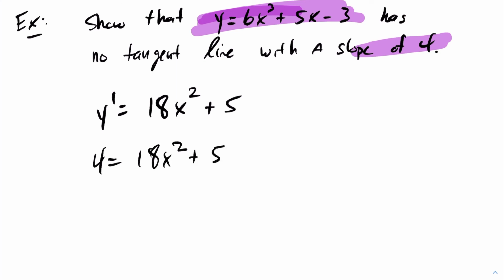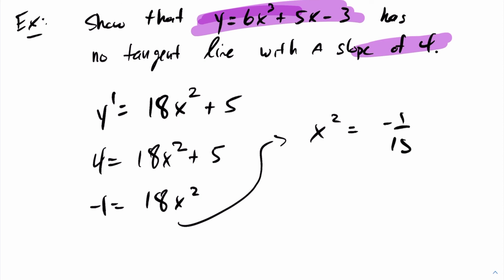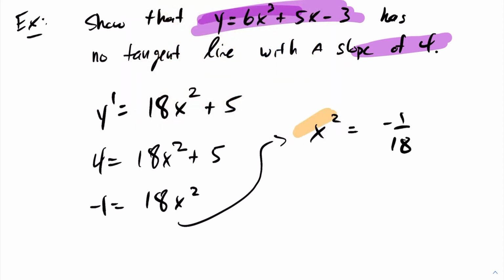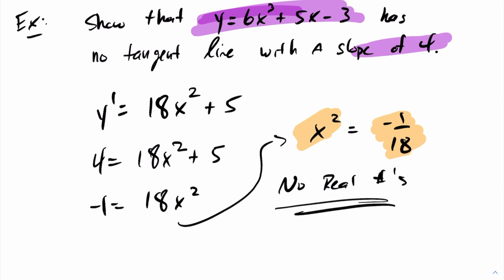Going ahead and doing this, we can already see if I subtract the 5, I end up getting negative 1 equals 18x squared, in which case I get x squared equals negative 1 over 18. Well, we have a problem here. The left-hand side is always positive. The right-hand side is always negative. There's no real number that you can square that will give you an x squared value of negative 1 over 18. And therefore, there is no degree 3 polynomial whose derivative will yield a tangent line having a slope of 4.